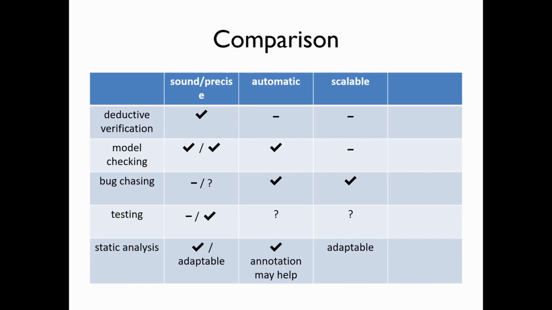In this table, I tried to compare different methods as for the properties being sound, being precise, being automatic, and able to scale. You see that static program analysis fares quite well. It is sound, but not complete. It is automatic, it is scalable, and one can trade efficiency for precision.